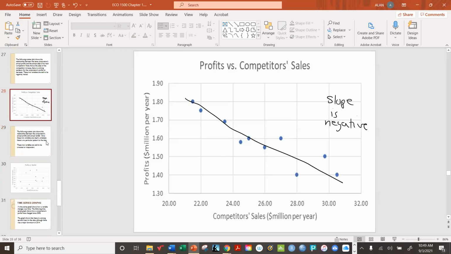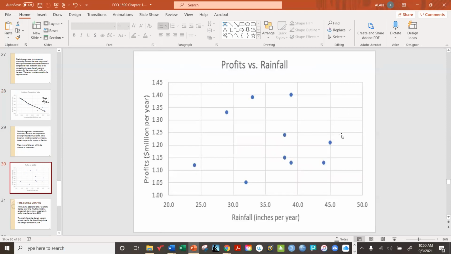Now, sometimes we have two variables that really are not related to each other at all. That's also a possibility. And when that happens, the graph looks like a random scattering of dots. Here, I've got rainfall on the horizontal axis and profits on the vertical axis. So imagine this is Microsoft. Why in the world would rainfall influence their profits? It wouldn't. So these two variables are unrelated to each other. In fact, if I try to draw a line through the points, it's going to be pretty far away from all the points. So the two variables are either unrelated or independent of each other.